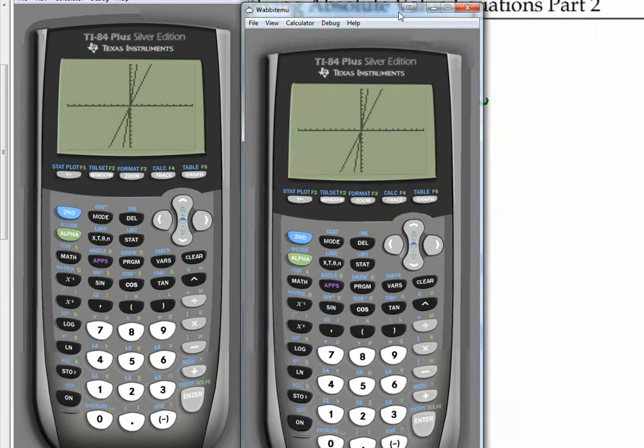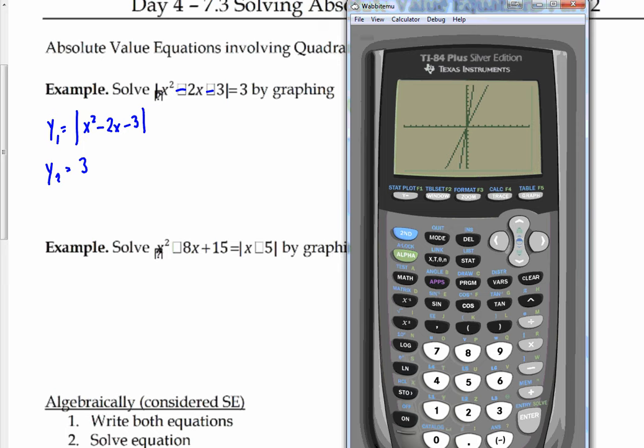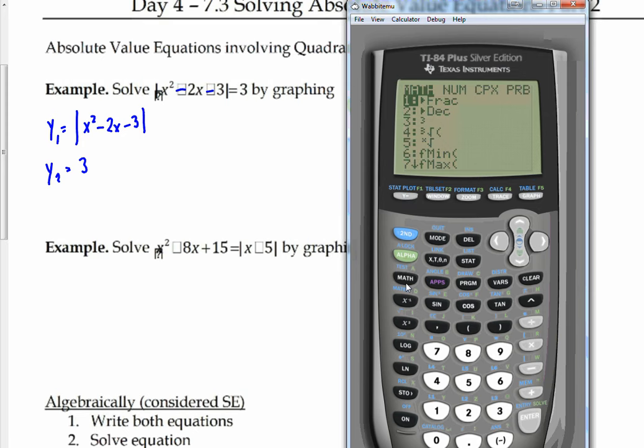Okay. So, ooh, I got 2. Lucky me. Y equals. Now, we push the math button. So math. Everyone with me? And then what? Number. We go over to number.